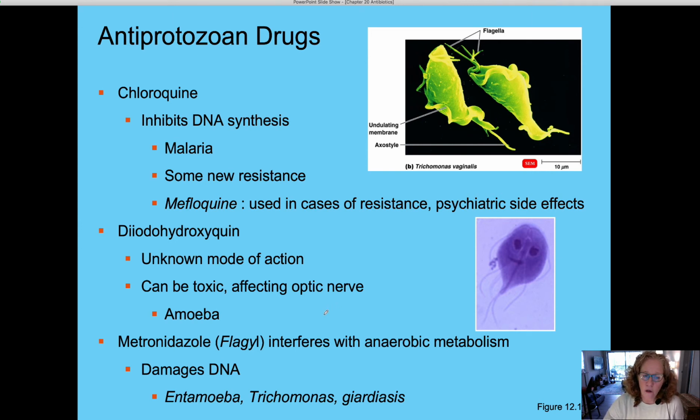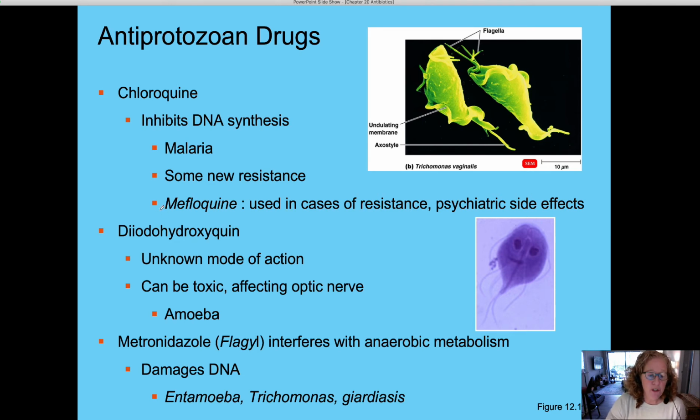The first is chloroquine. Chloroquine was the original drug used for treatment against malaria, but now we're starting to see a lot of Plasmodium resistance to chloroquine. It inhibits the synthesis of DNA so that these organisms are unable to replicate and go through asexual reproductive processes. These guys do go through cell division, although it's not binary fission. It's not usually identical. One example of this is mefloquine.